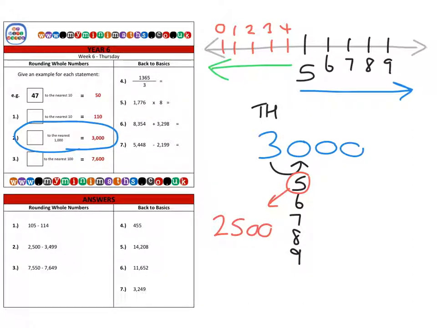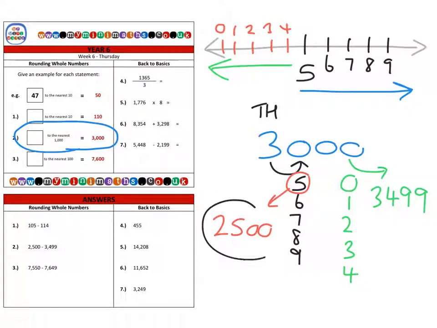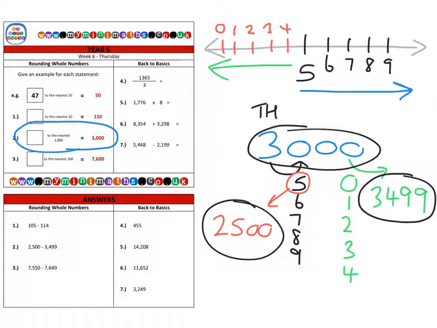If we were going to round a number down, it would have ended in a 0, 1, 2, 3 or a 4. So therefore the largest number possible would have been 3,499. So any number from 2,500 all the way up to 3,499 would round to 3,000.